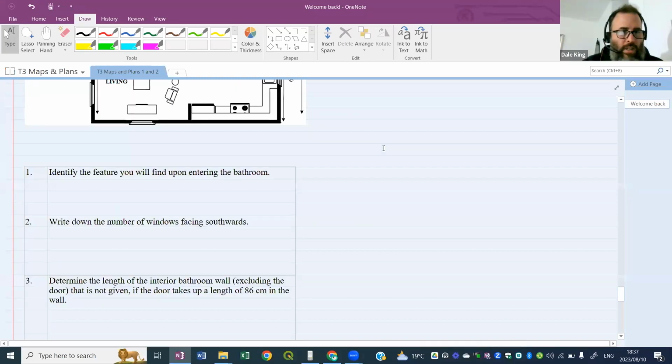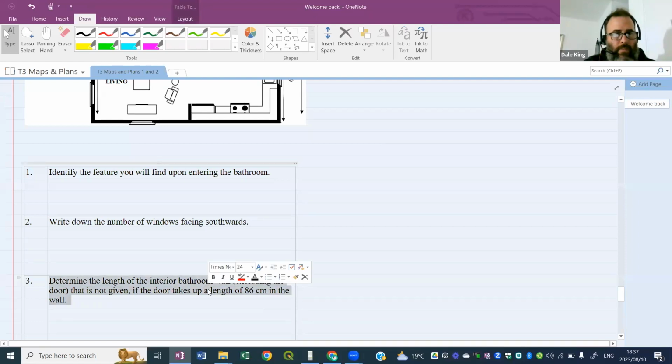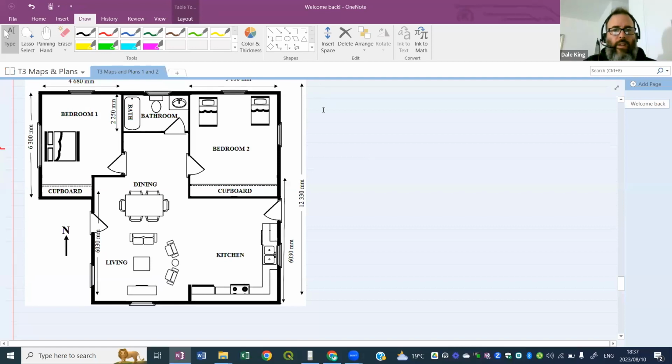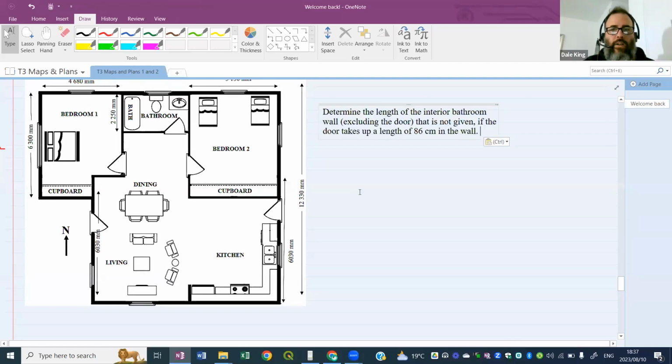All right, determine the length of the interior wall, excluding the door that is not given. If the door takes up a length of 86 centimeters in the wall. All right, let's just understand this. In fact, I'm going to copy and paste this and bring it up here to the diagram. And let's have a look at it here. All right, there it is.